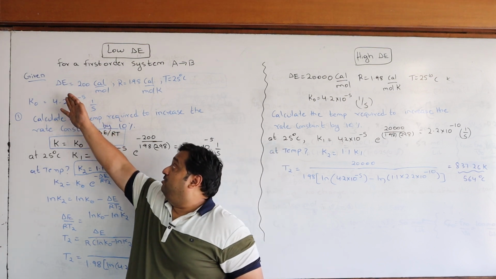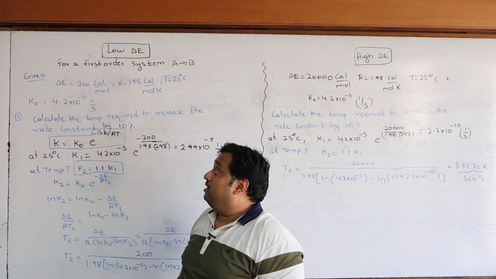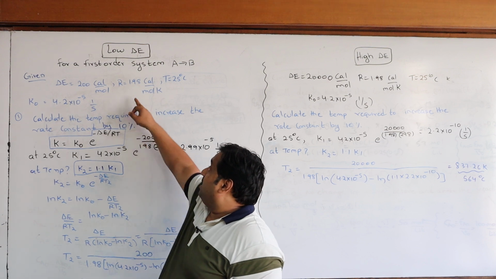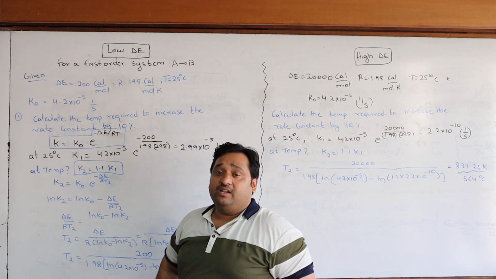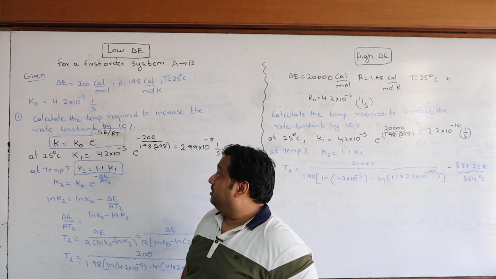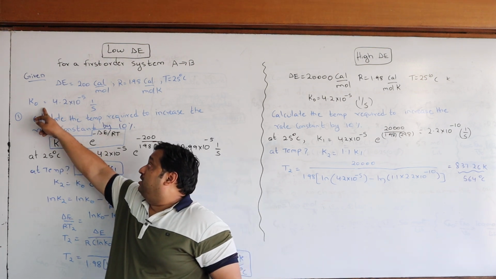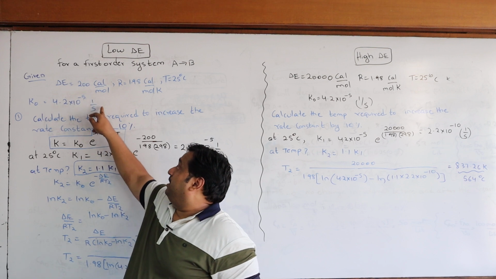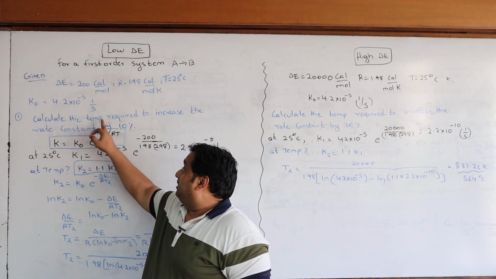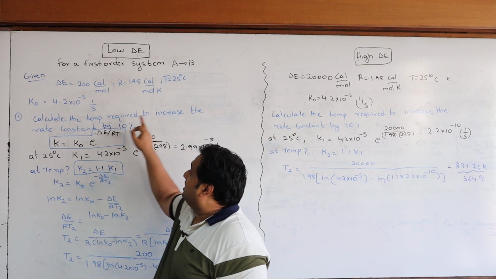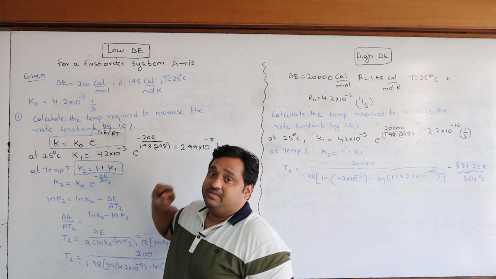Let us take the activation energy delta E as 200 calorie per mole, which is low activation energy, and R equal to 1.98 calorie per mole Kelvin, temperature equal to 25 degrees centigrade. That means this is my starting point. The pre-exponential constant K0 is equal to 4.2 into 10 power minus 5 per second. Now, calculate the temperature required to increase the rate constant value by 10%.